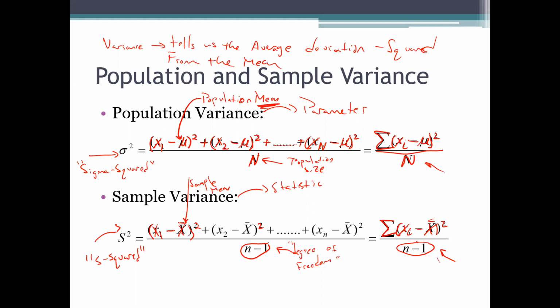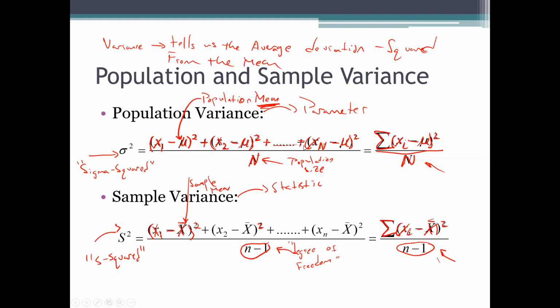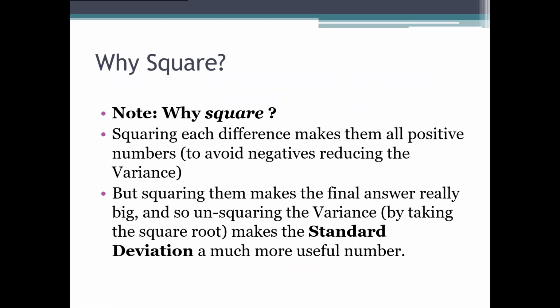Okay, so why did I square all this stuff? Squaring makes them all positive, to avoid any negative numbers. You'll see we're going to do this by hand. If you don't square these values and you were to just sum up x1 minus mu plus x2 minus mu, they would actually sum to 0, which doesn't tell us anything. So squaring makes the final answer really big. So to unsquare them, to undo a square, you take a square root. That makes what we call the standard deviation a much more useful number.